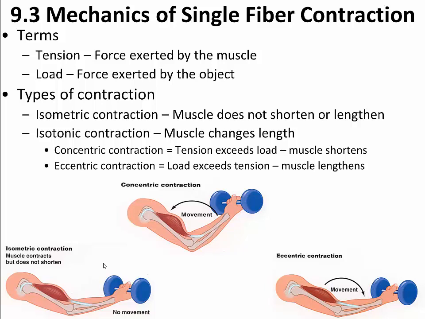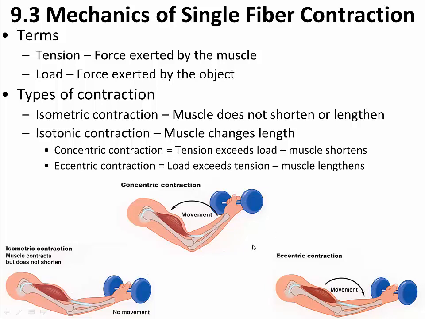The tension is simply not enough to overcome the load, so the muscle remains this identical length. All the sarcomeres remain the same length, and so we refer to that as an isometric contraction. In other words, the muscle does not change in length. The other category of contraction we can have is an isotonic contraction. In an isotonic contraction, the muscle does change in length.